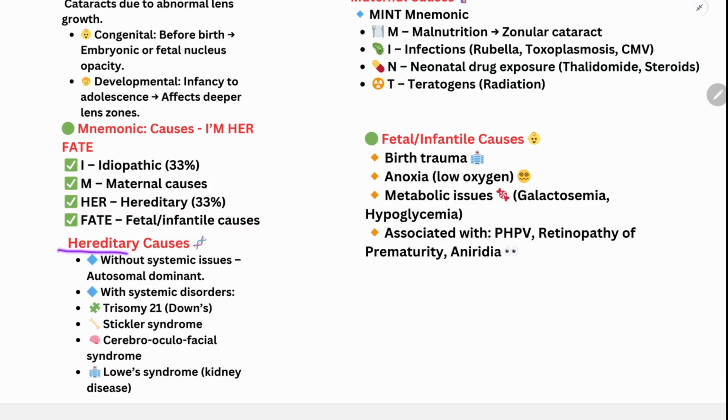Here the hereditary causes may involve systemic or may not involve systemic issues. So without systemic issues, you will see it in autosomal dominant. And with systemic disorders, they can be seen with trisomy like Down syndrome, Stickler syndrome, and cerebro-ocular facial syndrome, and Lowe syndrome, in which you will see kidney diseases. So these are the syndromes that are linked with different systems.